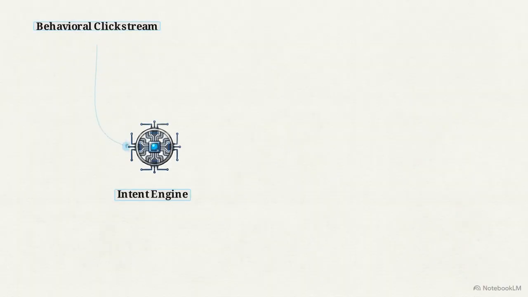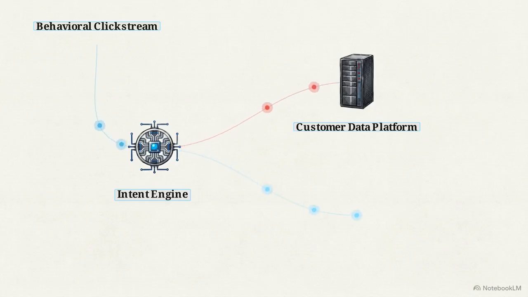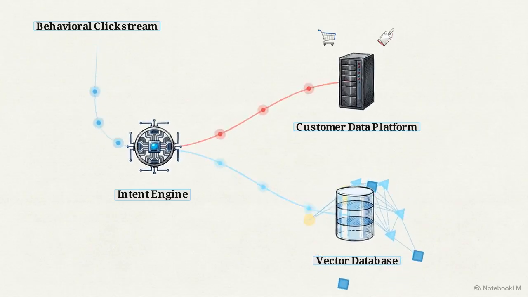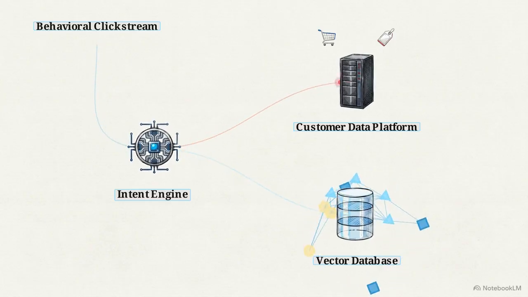The first path routes into a customer data platform, which captures the raw events like category shifts and price views. The second path routes to a vector database, which stores the semantic embeddings, the actual contextual meaning of the user's intent. True invisible personalization requires both the timeline of events and their mathematical meaning to work in tandem.